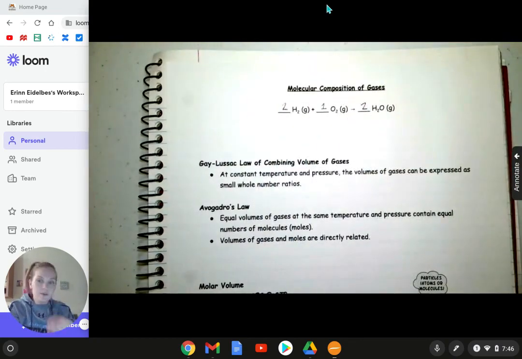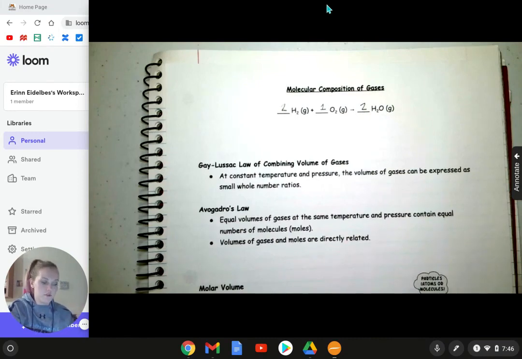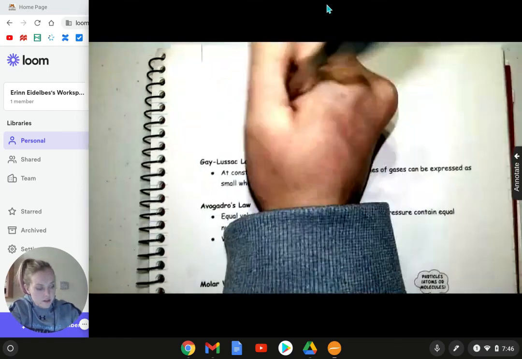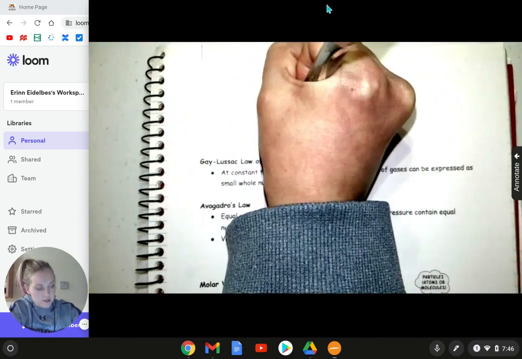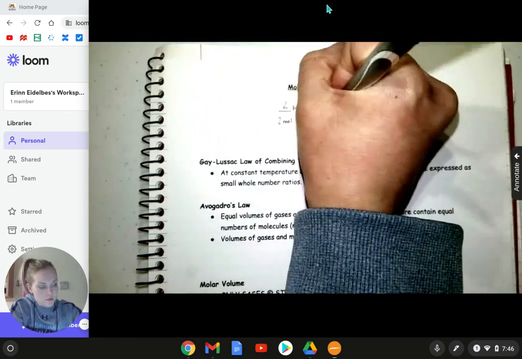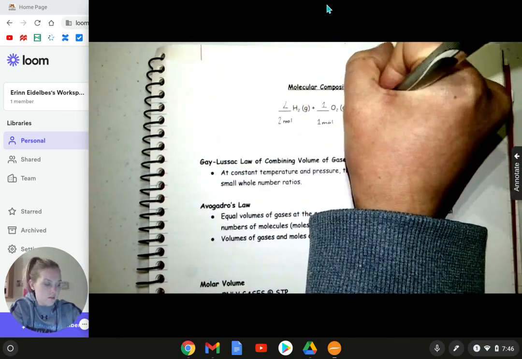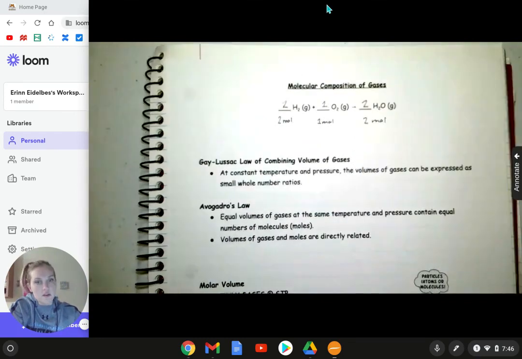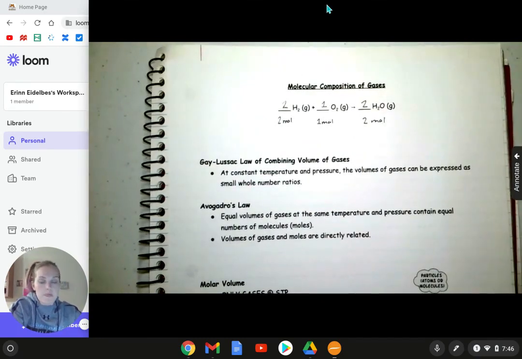And to talk about the molecular composition and just getting into molar volume, Avogadro's law, we know from stoichiometry that this is like saying 2 moles. For every 2 moles of hydrogen, 1 mole of oxygen would produce 2 moles of water vapor.